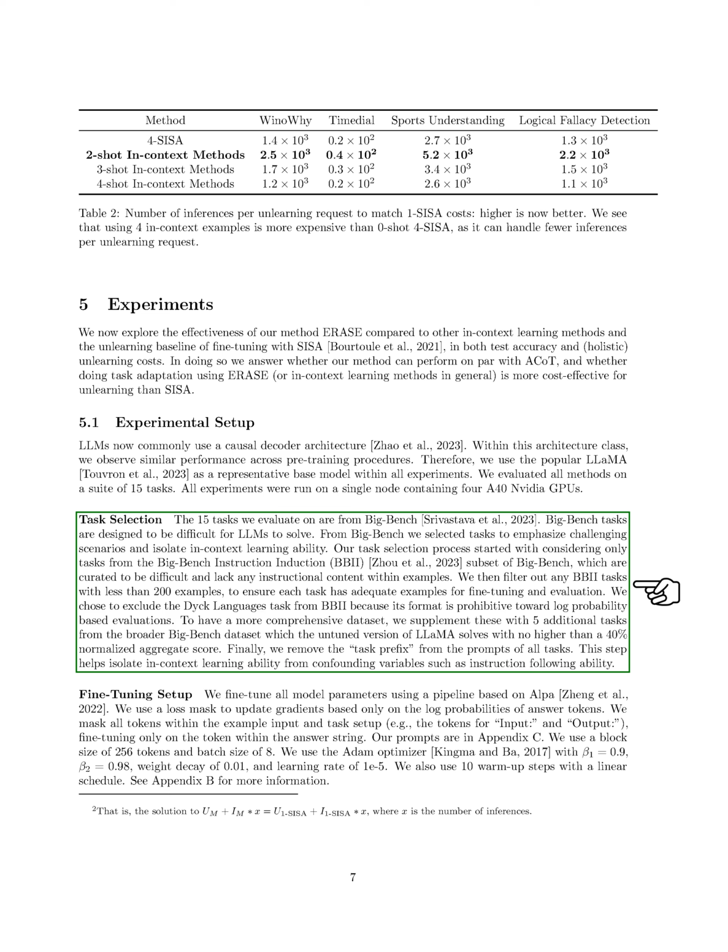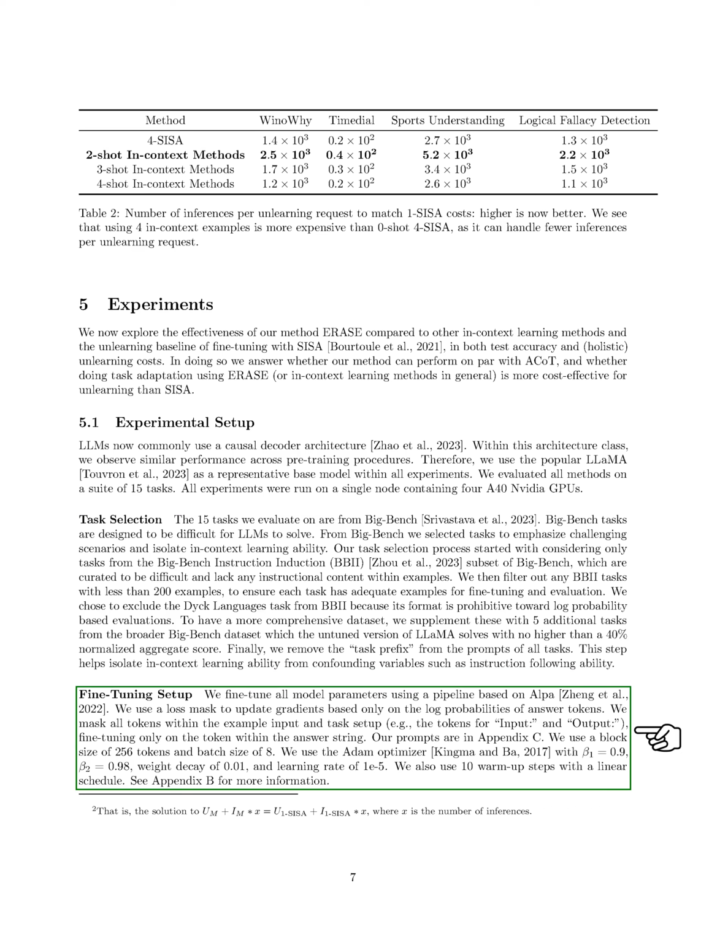To ensure a broad dataset, we've also included additional tasks from Big Bench that Llama struggles with. When it comes to fine-tuning, we're using a specific pipeline and focusing our updates on the log probabilities of answer tokens, ignoring other parts of the input. We're using a block size of 256 tokens and a batch size of 8, with the Adam optimizer and specific settings for beta values, weight decay, learning rate, and warm-up steps. More details on our prompts and fine-tuning setup can be found in the appendix.